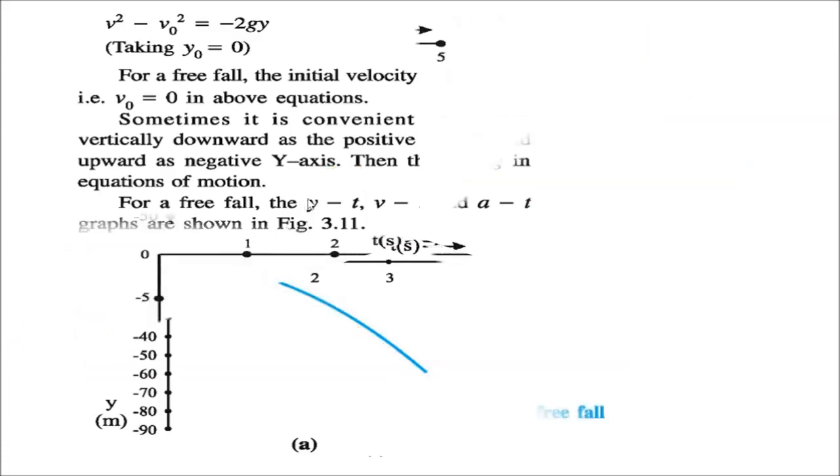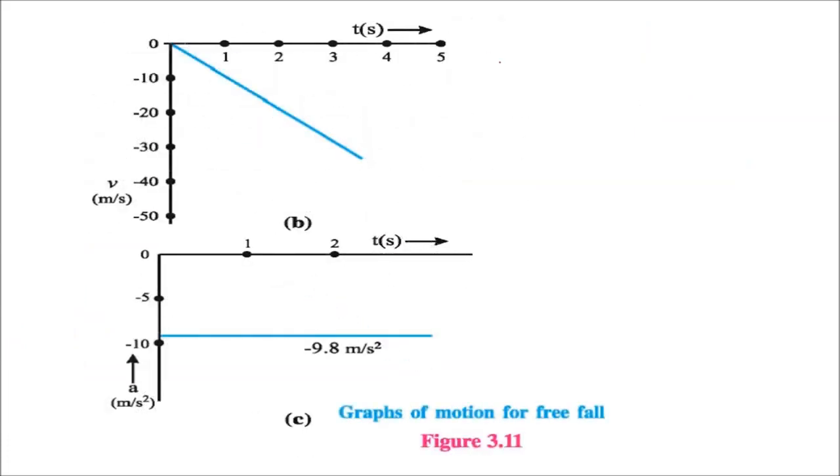Now, we know that dv by dt is nothing but acceleration, and since it is always 9.8, we have a straight line like this for the vt graph. And how about the acceleration? Acceleration is always 9.8 meters per second square. So the at graph will always show you a straight line which is parallel to your time axis.